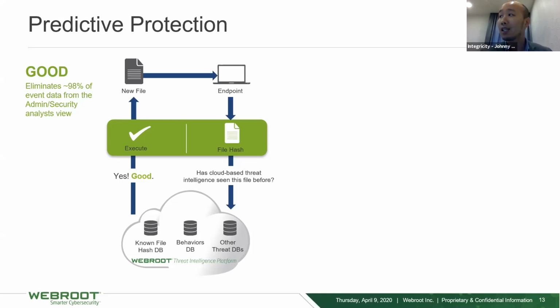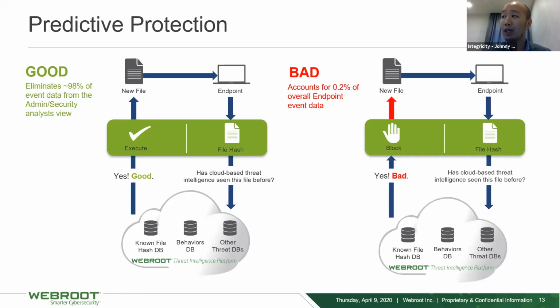But then there are some bad ones. So when you send the file hash to the cloud database, and from there it's checked, and let's say it's bad, the value is returned and the agent will block the file from executing. This is how it works.